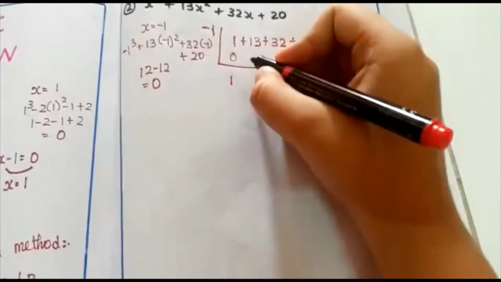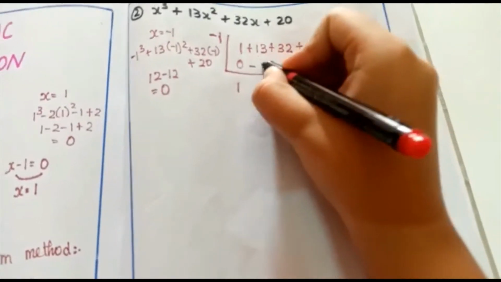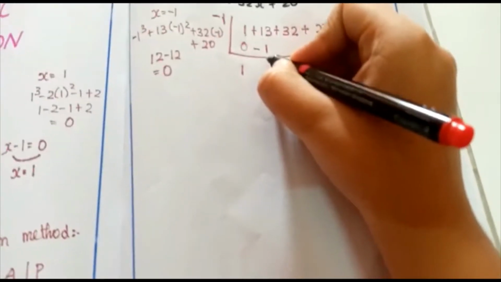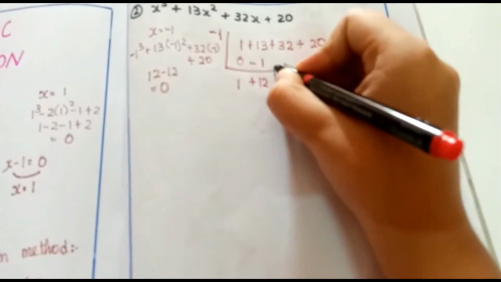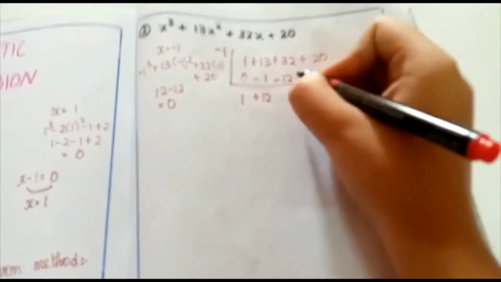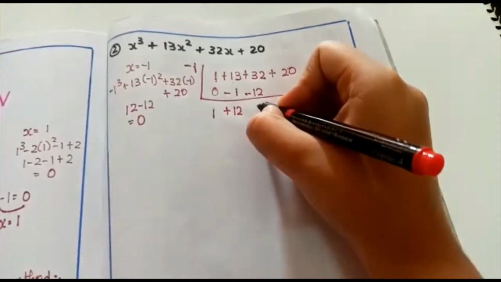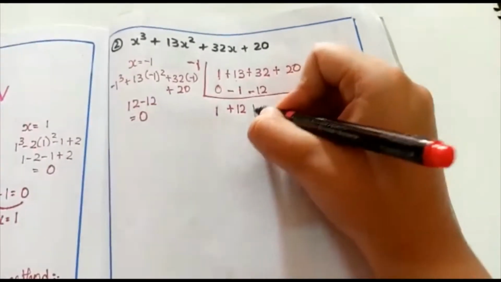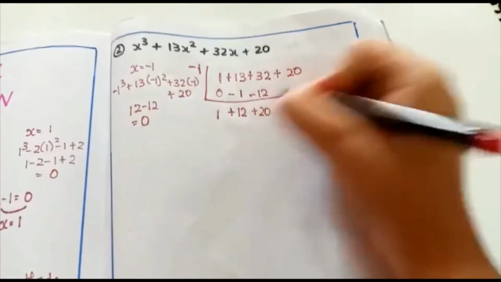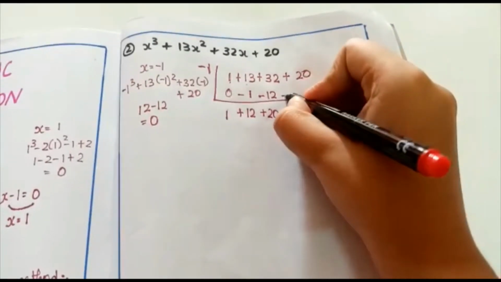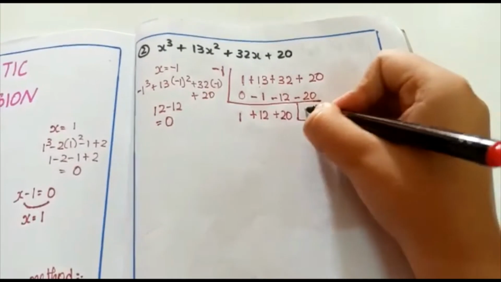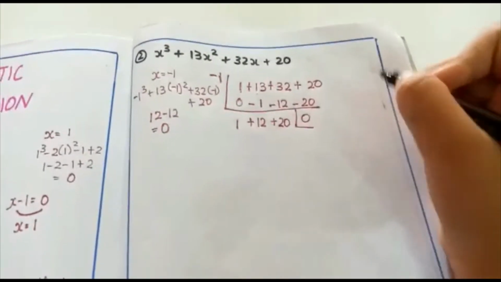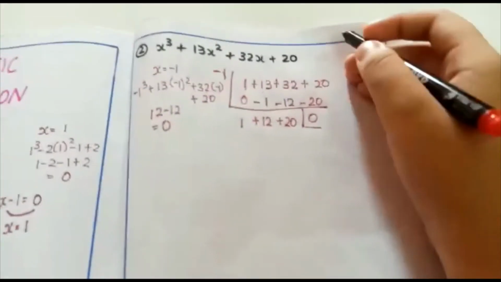1 into minus 1 is minus 1 plus 13 minus 1 is plus 12. Plus 12 minus 1 is minus 12. So we get the answer as plus 20. Plus 20 into minus 1 is minus 20. So we get the answer as 0 here. So we got 0. This means that we got one of the factors.